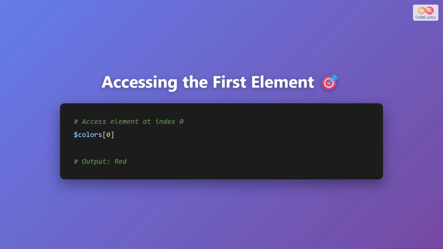Now that we have our array, let us access the first element. To retrieve a specific element from an array, you use square brackets immediately after the variable name. Inside the square brackets, you specify the index number of the element you want. To get the first element, we write $colors followed by square brackets containing 0. This returns the string red because red is stored at index position 0.